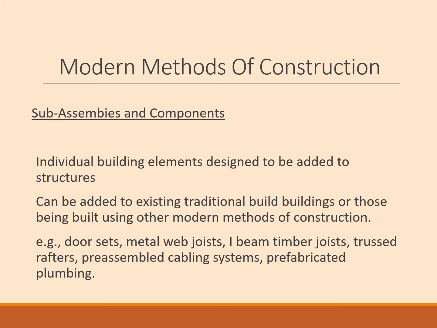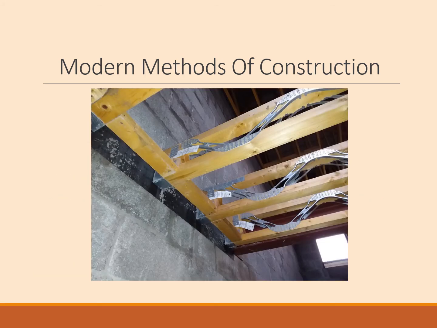Sub-assemblies and components are individual elements designed to be added to structures. They can be added to traditional build or other build procedures. Examples are door sets, metal web joists, I-beam timber joists, truss rafters, pre-assembled cabling systems or prefabricated plumbing. Here are metal web joists fitted on site in lieu of solid timber joists. This provides for the easy installation of services between the ground and upper floors.